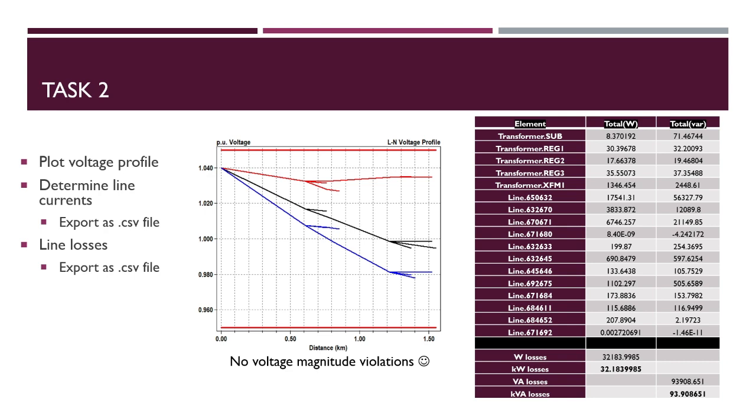Then we can determine all of the line currents for each, and from that I exported a CSV file. That is not present on screen simply because it's just too much data to present. And last are the line losses, which are accumulated in the chart on the right, with the total kilowatt losses for the feeder being about 32.2 kilowatts and the kVA losses being about 94 kVA.